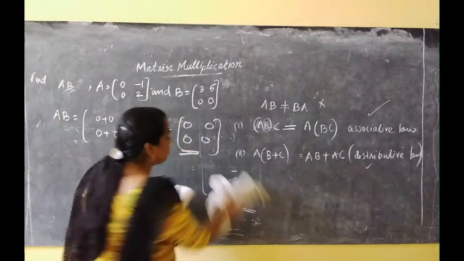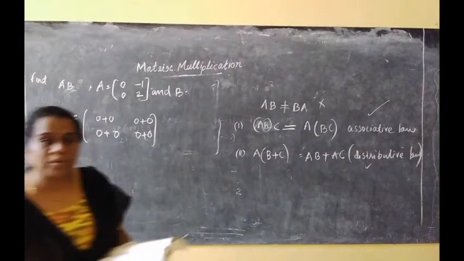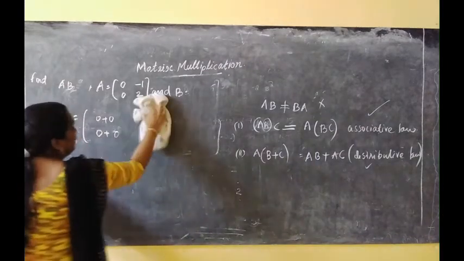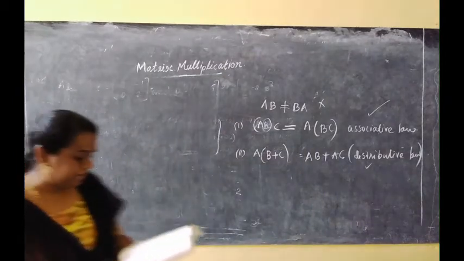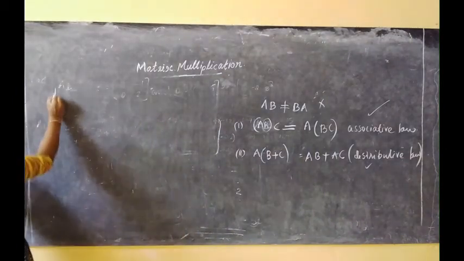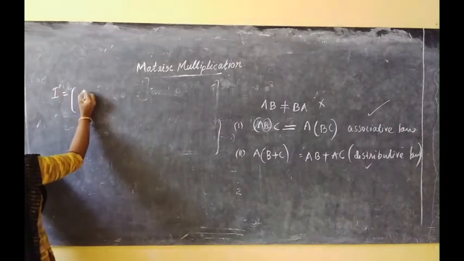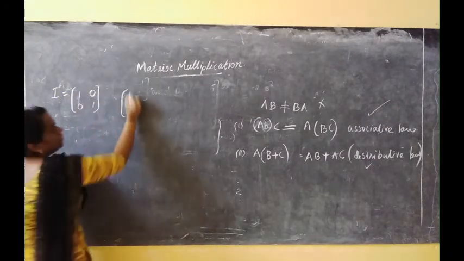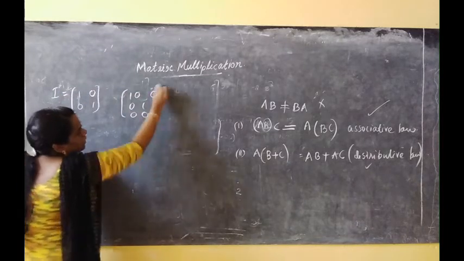Then the existence of the multiplicative identity. Which is the additive identity? Do you remember? The 0 matrix is the additive identity. Like that, we have a multiplicative identity matrix, which we write as I. Do you remember the identity matrix? What is I? For first order we write 1 0, 0 1, or 1 0 0, 0 1 0, 0 0 1.